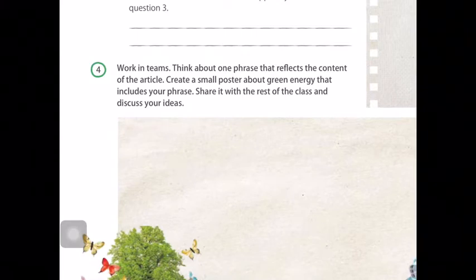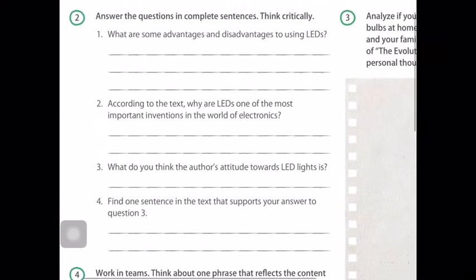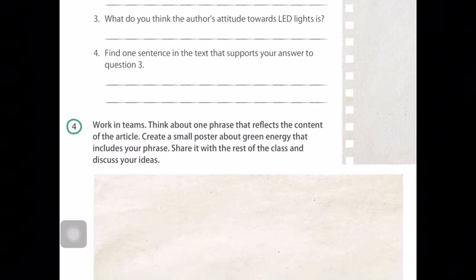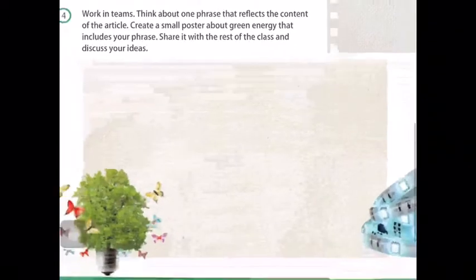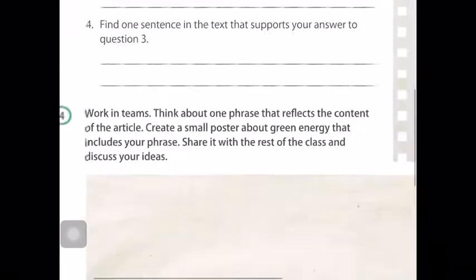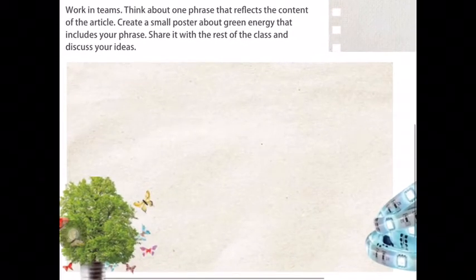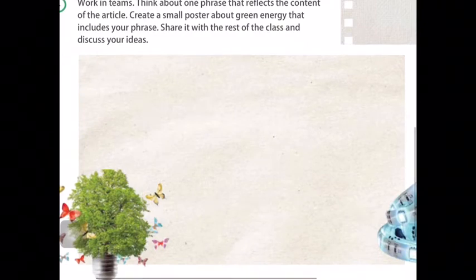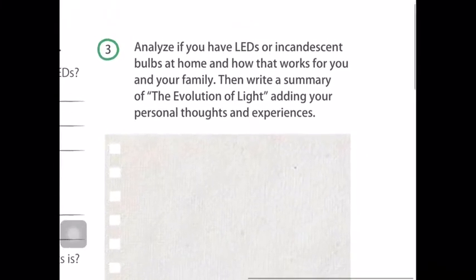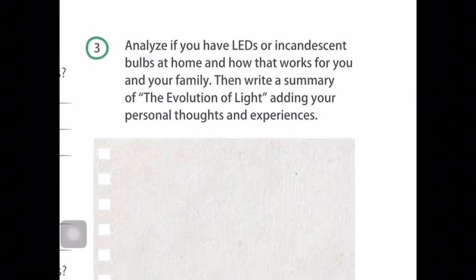Work in teams. Think about one phrase that reflects the content of the article. You are not going to work in teams for the moment as you are in your houses, don't worry. Create a small poster about green energy that includes your phrase. Share it with the rest of the class and discuss your ideas. You are going to make a poster. What is the poster about? Green energy. The poster is about green energy. Here, you can use colored pencils, you can use stickers, paintings, drawings, etc. Okay? In exercise 3, analyze if you have LEDs or incandescent bulbs at home and how that works for you and your family.